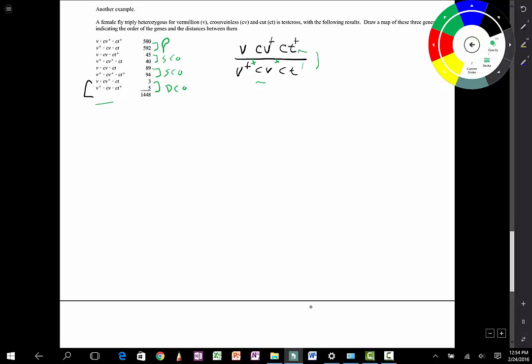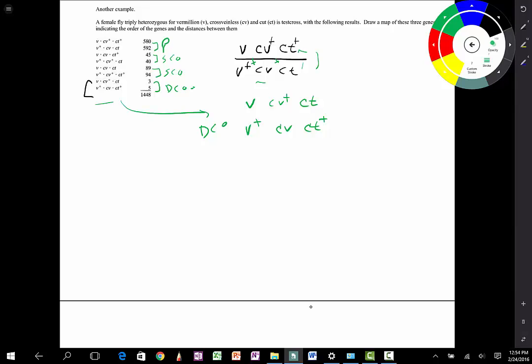if I just look at this, I can say over here that here's what my double crossovers are: V, CV plus, CT, and V plus, CV, CT plus. So those are the double crossovers. So that's the data, that's our observation. Then which guy's got to flip sides to get us there?